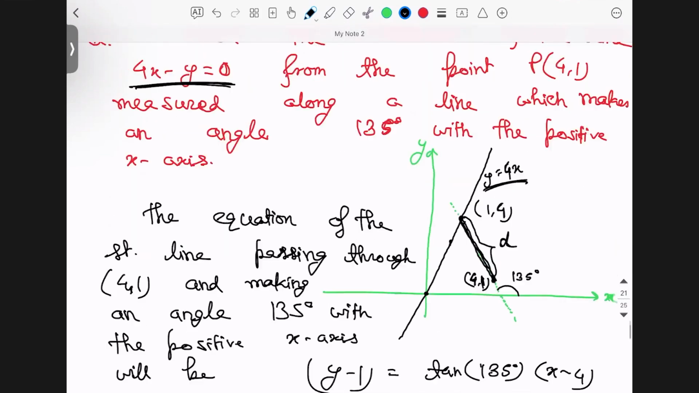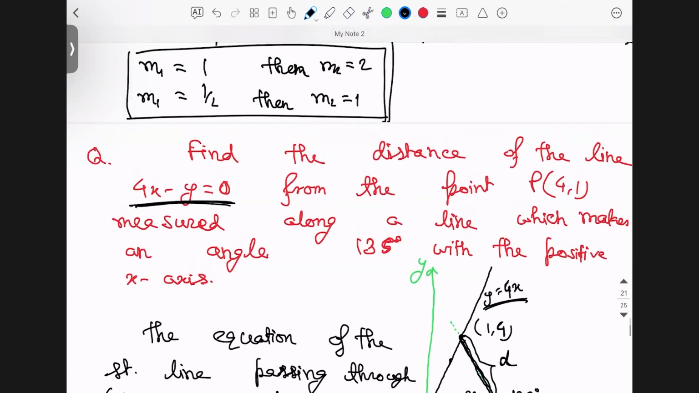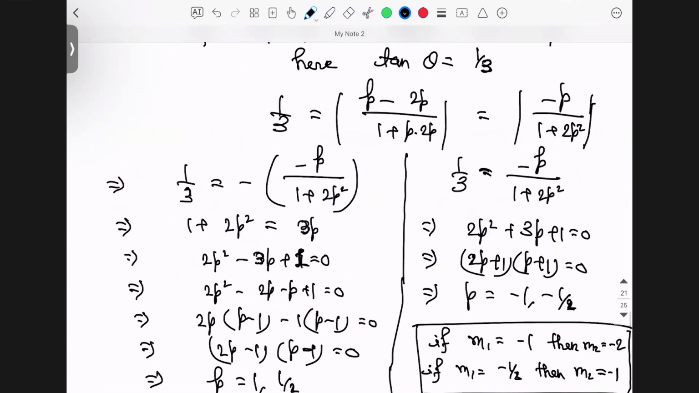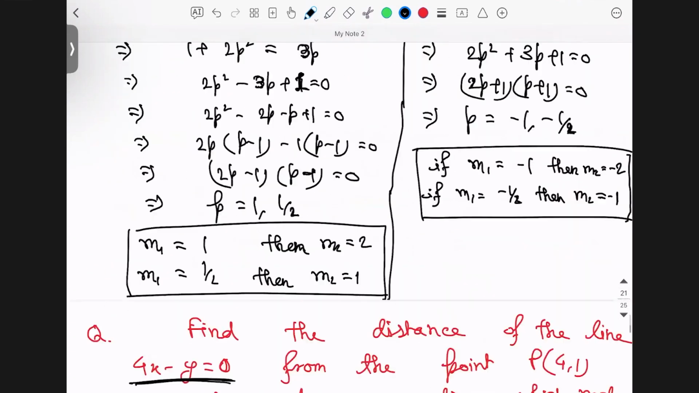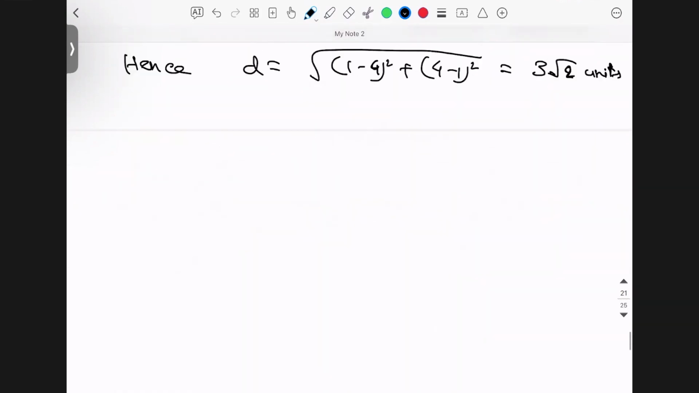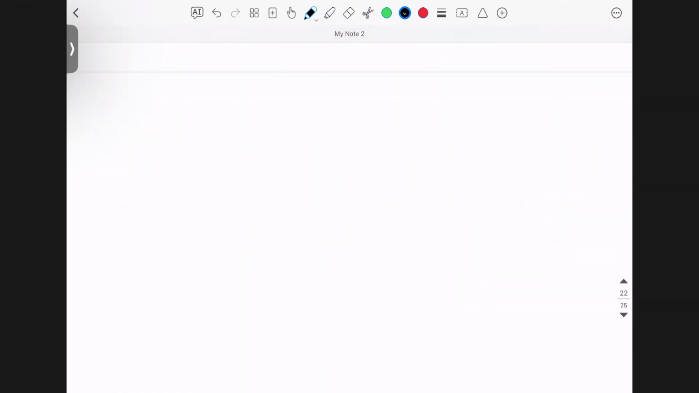Okay. So thus we can find the distance of a straight line from a given point along a particular angle. This kind of question can also be asked in various exams, so you can approach these questions like this. Let's go to the next question.